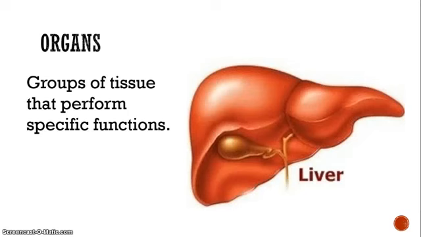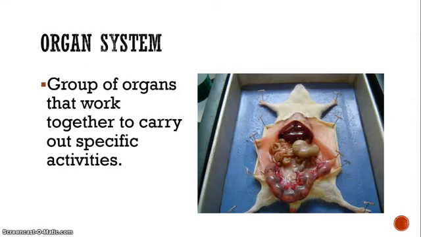Organs are groups of tissues that perform specific functions. The tissues work cooperatively so the organ can carry out its purpose. Examples of organs include the liver, the lungs, the heart, and the brain. An organ system is a group of organs that work together to carry out a specific activity. The following are major organ systems: circulatory, digestive, integumentary, endocrine, urinary, muscular, nervous, reproductive, respiratory, and skeletal. Here you see the digestive system of a rat.